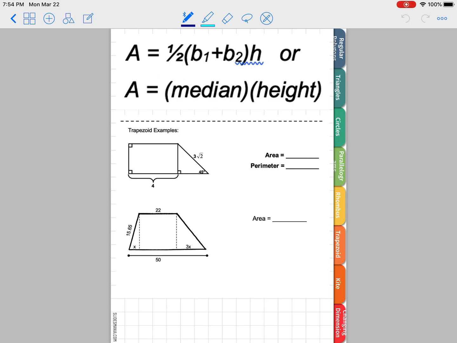There's your formula. You have two different options here. You're not going to really work with the median formula much, but I wanted to go ahead and provide it for you just in case you saw something like that. Median would be in the middle where it connects the midpoints on either leg. For the most part, we're going to use this formula here. So let's talk about what those mean.